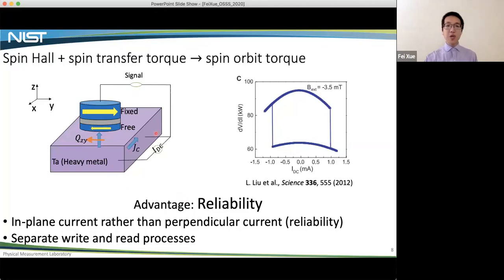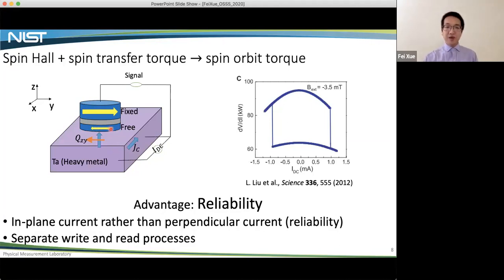So in this geometry, we already see that it's already separated the reading and the writing paths compared to the spin transfer torque. And also in principle, this spin current generation is not a monotonic function of the charge current. So if we can find a very good material or some interesting new mechanism to generate the spin current, in principle, we just need a very small electric current to generate quite a large spin current. The spin current then can flip the magnetization.